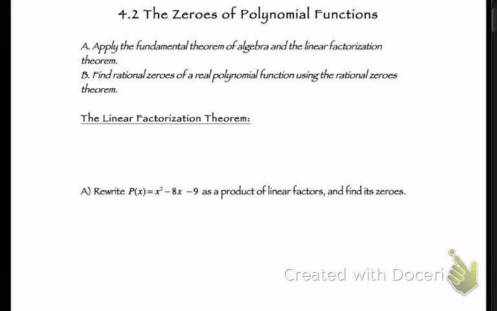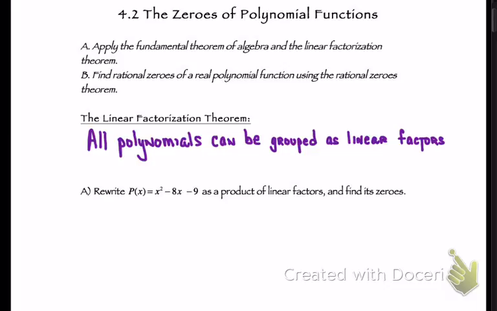So in this video, all factoring. You're going to write everything as a product of linear factors, and you're going to find all of the zeros in this problem. So linear factoring, here we go. Let's take a look. Linear factorization theorem. What it says, obviously pretty straightforward. Linear factorization theorem means that everything can be grouped as linear factors.